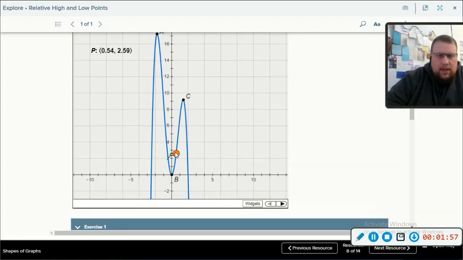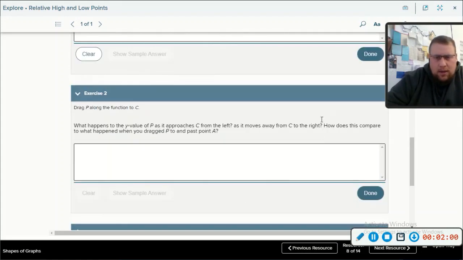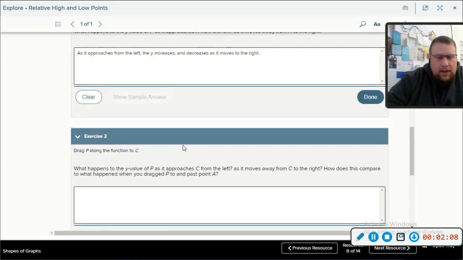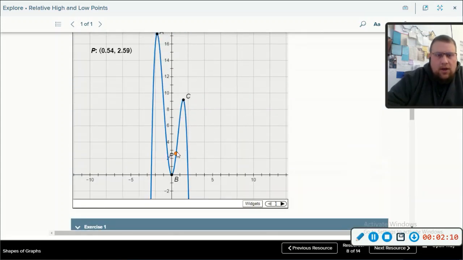Okay, let's go to C. As it approaches C from the left, and as it moves away to the right, how does this compare to what's happening to A? Well, the same thing. Look, as I approach C, the y value is increasing. We see that right here. Here's the y value. And as it goes past C, what's it doing? The y value is going down, down even more to 2, all the way into negative values.